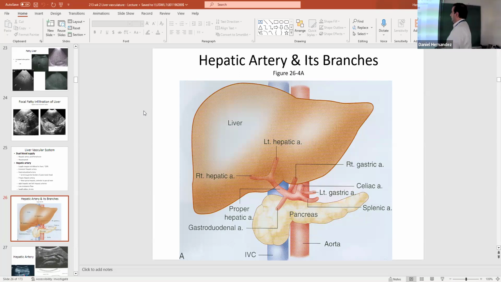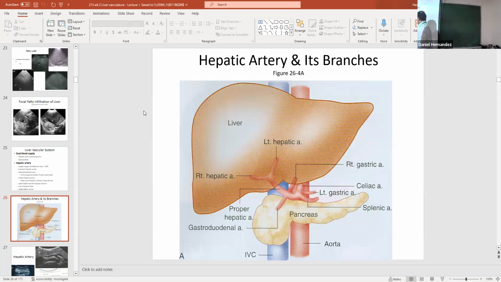So here we can see the celiac axis, celiac artery. We have the common hepatic artery, that's the first branch. And then that common hepatic artery splits into several branches. We have the gastroduodenal artery, which heads down towards the pancreas. The proper hepatic artery is the one that continues on towards the liver and enters into the liver, and then splits into your right and left hepatic arteries.